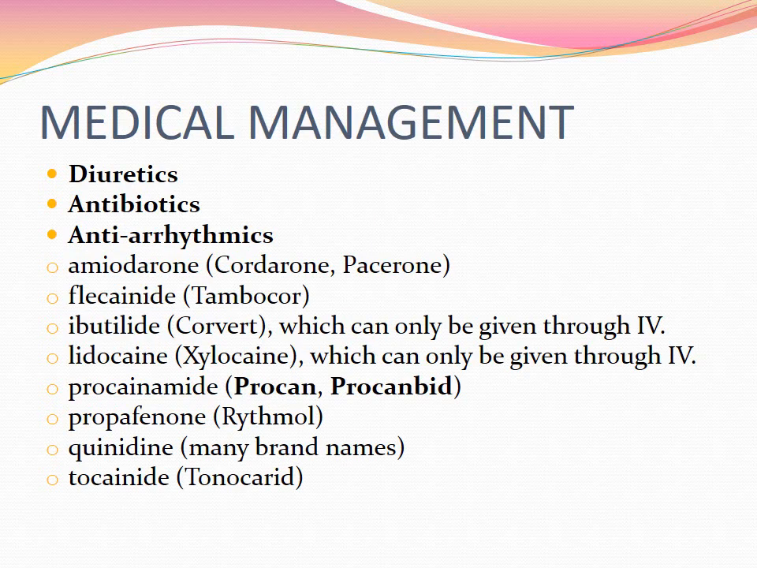Medical management will include diuretics, antibiotics, and antiarrhythmics. This is a list of antiarrhythmics that we normally prescribe for the patient: amiodarone, also called Cordarone, flecainide, another name for which is Tambocor, lidocaine, procainamide, quinidine, and also tocainide.